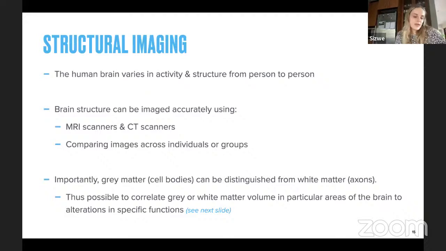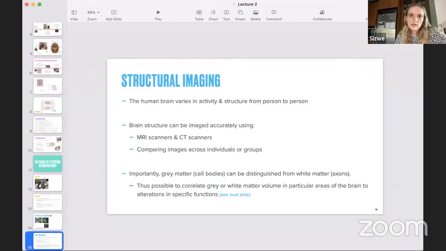Okay, importantly, gray matter, which are cell bodies, can be distinguished from white matter, which are axons. That means it's possible to correlate gray or white matter volume in particular areas of the brain with alterations in specific functions.